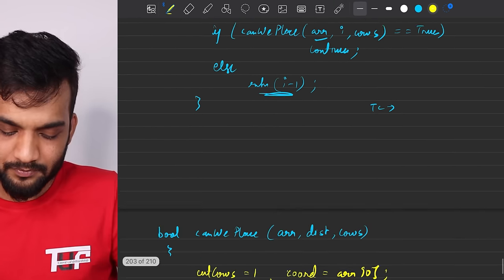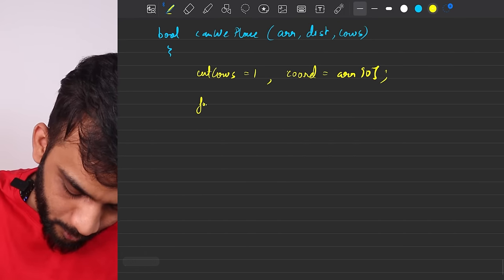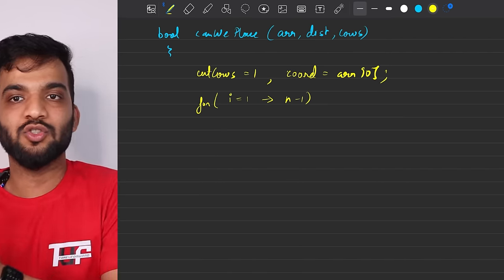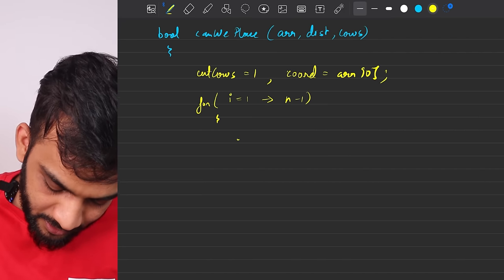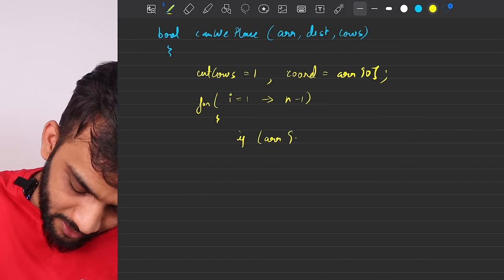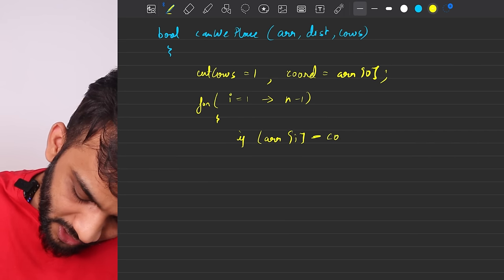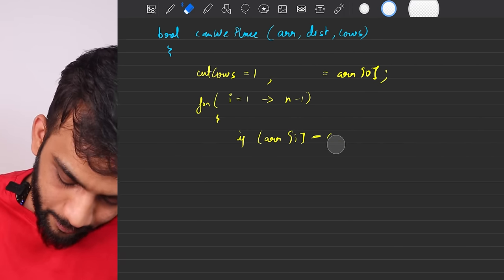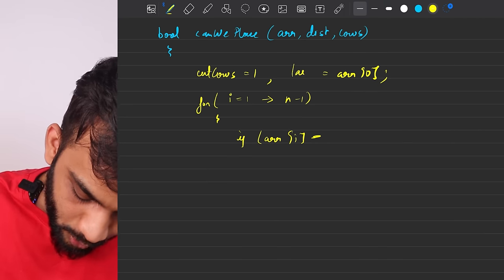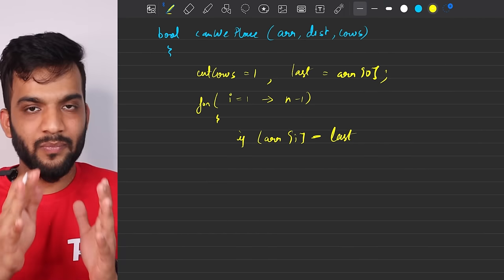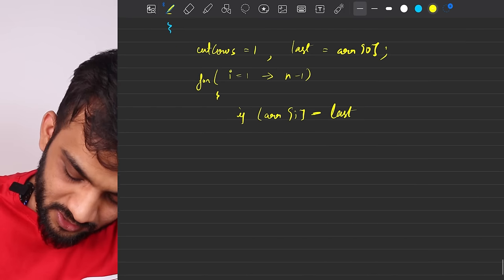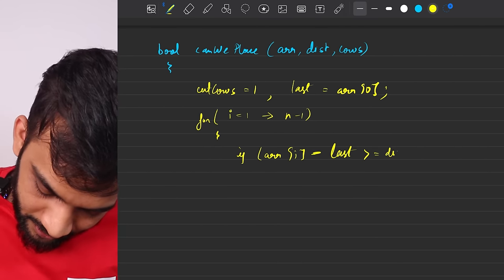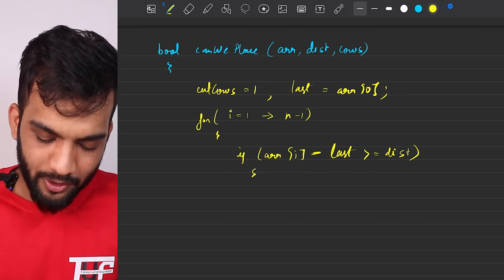So what you do is, you basically start iterating from i equal to 1 and you go until the last value of the stall. Let's try to place it. If array of i minus the coordinate in which the last cow is, wherever the last cow is, maybe you can call it as last, that will make much more sense. The last cow was at this. If array of i minus last is at least the distance we're maintaining, can I say I'll be able to place this particular cow here?